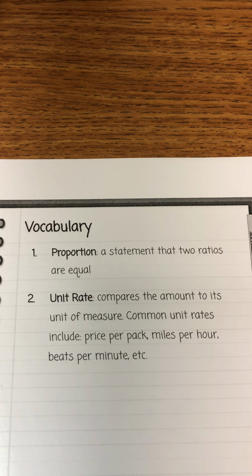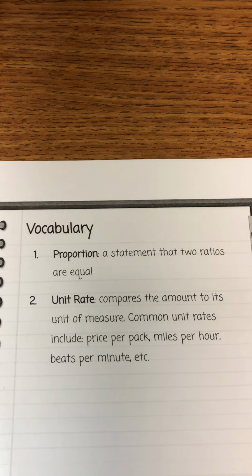The other one is unit rate, and that's when you compare two different amounts of measure. But they're different. So ones that you're probably familiar with are miles per hour, because miles is distance and hour is time. And the other one would be price per pound. So like if you go to the store and you buy apples, you usually buy apples in pounds, but when you pay for them, you're using money. So those are two different types of measurement. So let's go ahead and get started with our proportions.